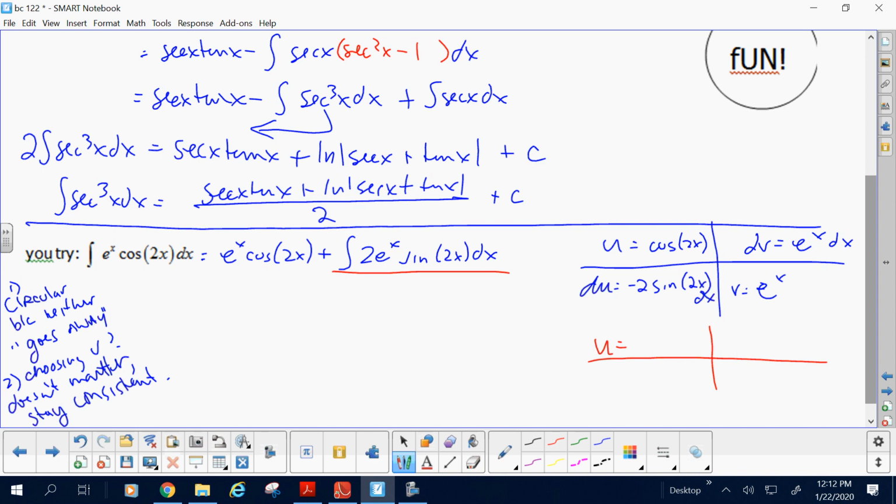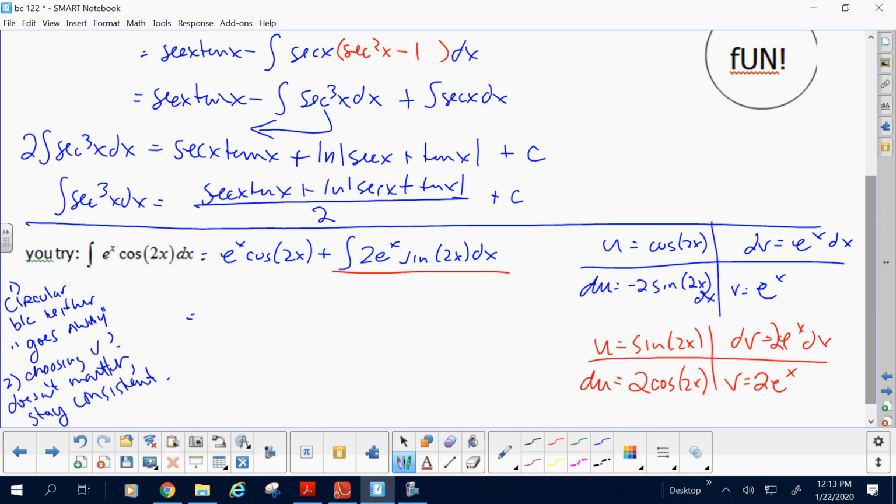So, U is sine of 2x, and dv is 2e to the x dx. And du is two cosine 2x, and v is 2e to the x. All right, so here we go.